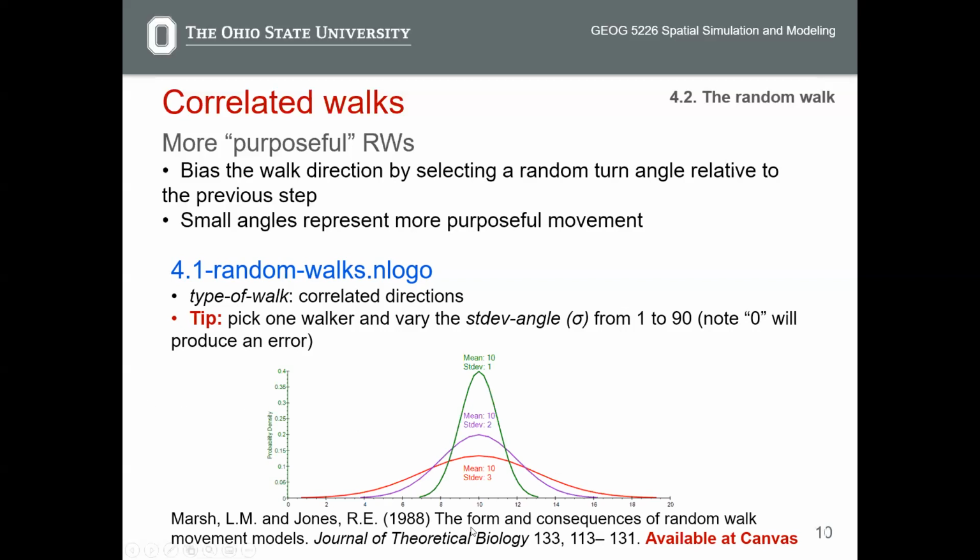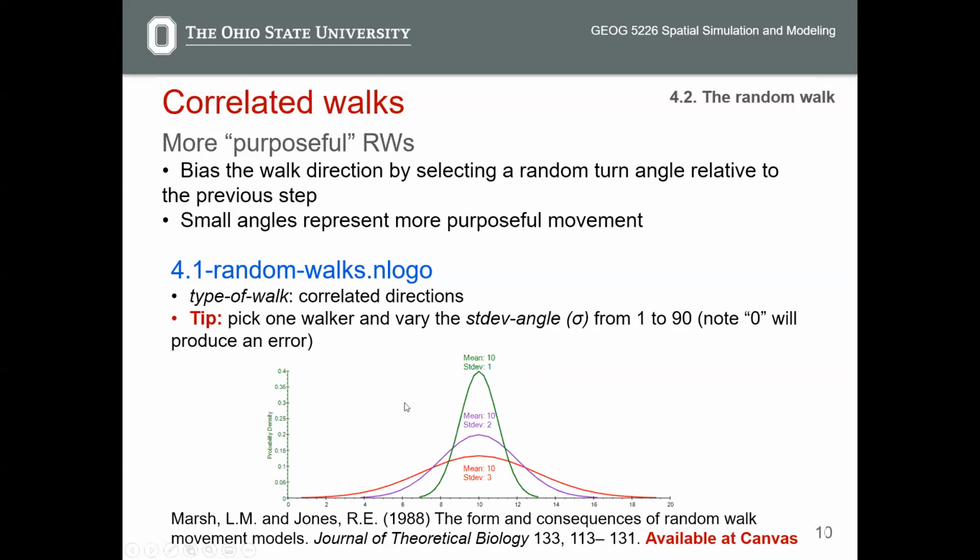And here we have different standard deviation angles, or let's just say here we have 3 normal distributions with different means and standard deviations. So pick one walker and vary the standard deviation angle from 1 to 90. So what does it mean? Here we're not using the normal distribution to decide the length of the step. We're using it to decide the angle for the next step, the turn angle.